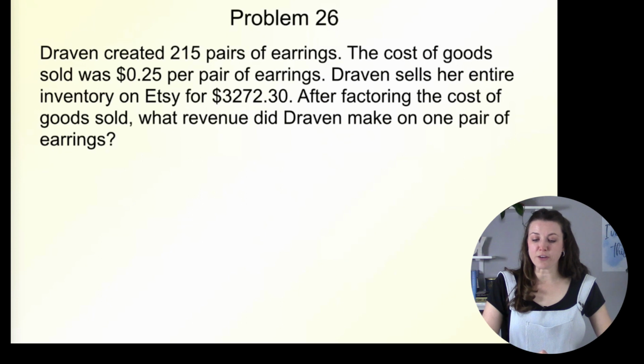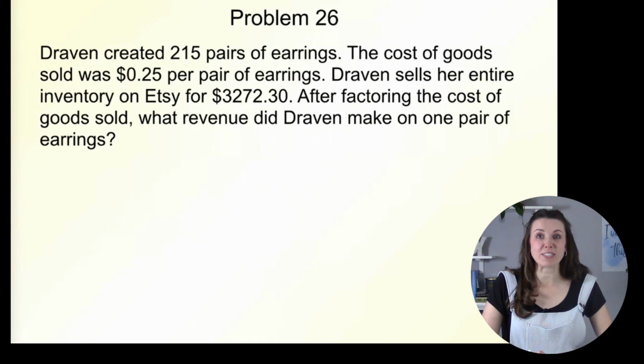Draven created 215 pairs of earrings. The cost of goods sold was 25 cents per pair of earrings. Draven sells her entire inventory on Etsy for $3,272.30. After factoring the cost of goods sold, what revenue did Draven make on 1 pair of earrings?